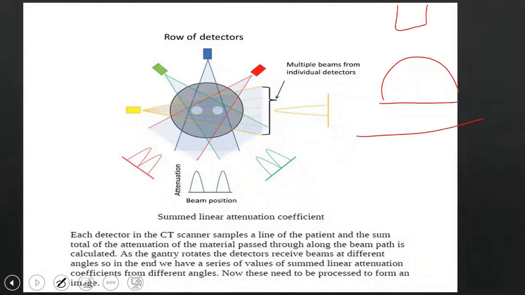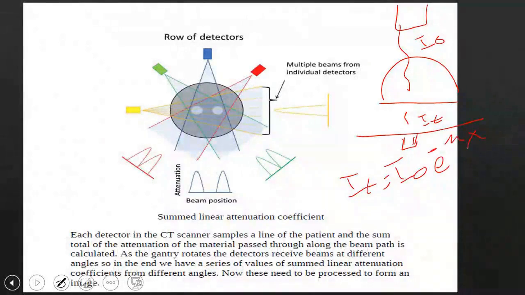If I have an X-ray tube and a detector, for example, I call the incident photon I-naught, and the one that passes through, I call it transmitted. The one that reaches my detector is calculated using an equation that says it equals I-naught times e to the power of minus mu times x, where x is my thickness, and mu is the attenuation coefficient.